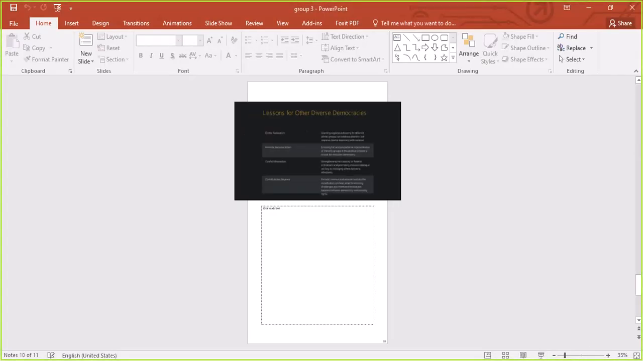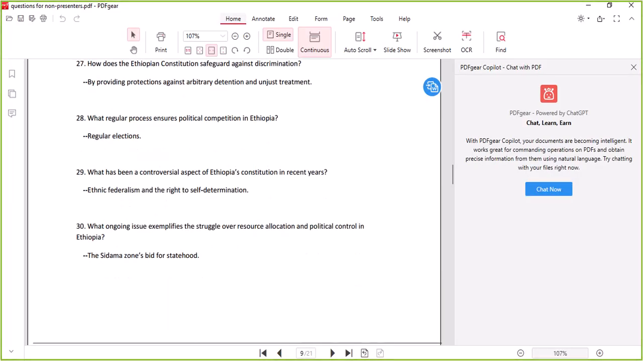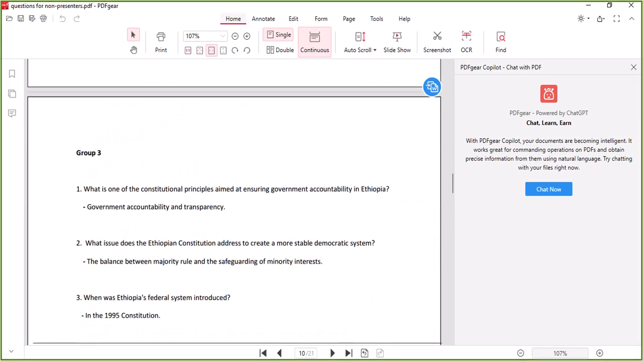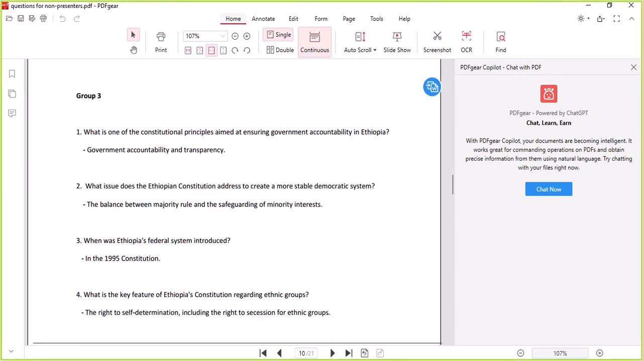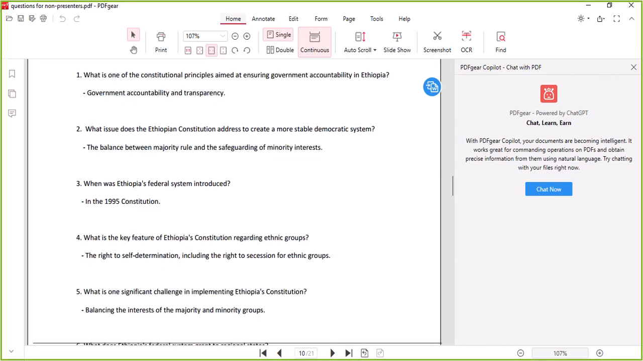Okay, just a couple of questions for you. The first question is: what is one of the constitutional principles aimed at ensuring government accountability in Ethiopia? Which constitutional principle ensures accountability? Or which article of the Ethiopian Constitution mentions government accountability and transparency? Article 9, Article 10, 11. Sure, I haven't really read that.